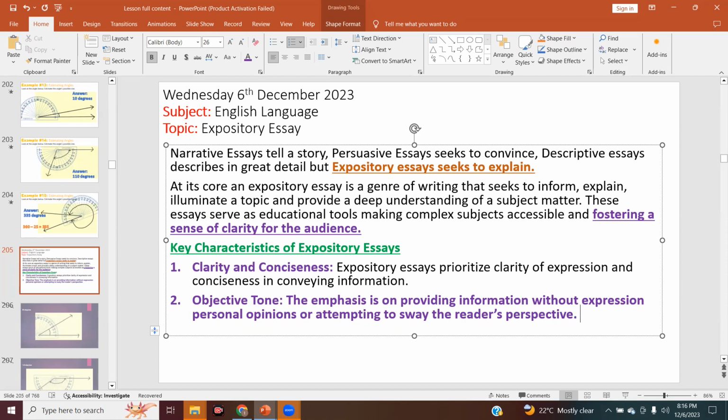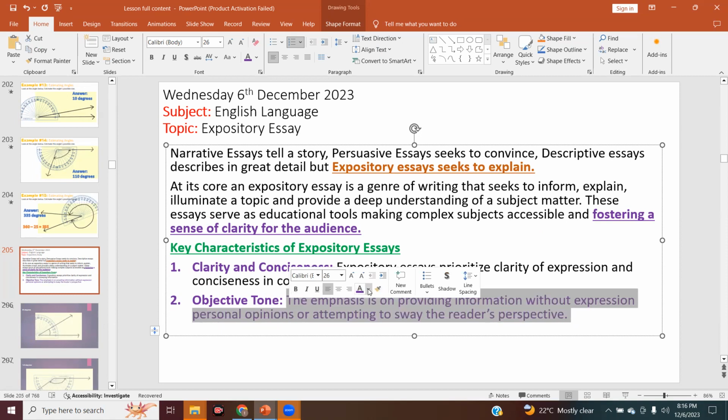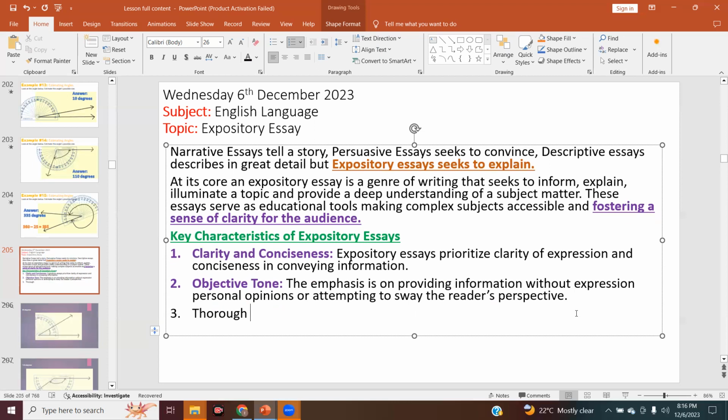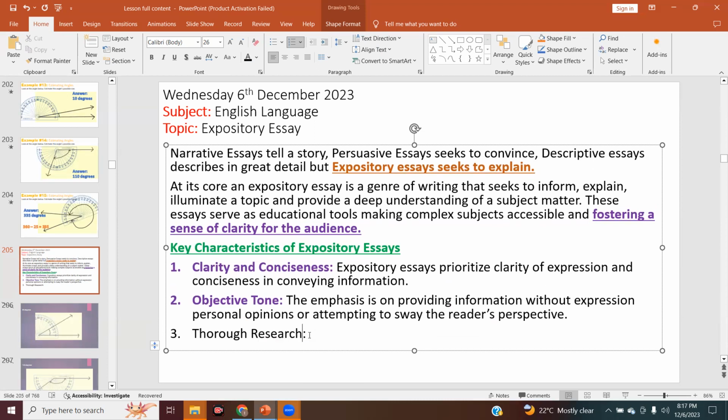So this is not a persuasive essay. You're not trying to convince someone of something, and you're not even presenting your own personal opinions on the matter. You're not telling them, oh, and by the way, I believe this. You don't say I believe, and I think. No. You just state the facts as they are. All right. So the emphasis is on providing information without expression of personal opinions or attempting to sway the reader. That means that if you're trying to write an expository essay, you need to have thoroughly researched the topic. Or if you don't thoroughly research it, you know about it very well. So thorough research is needed when you're writing an expository essay.